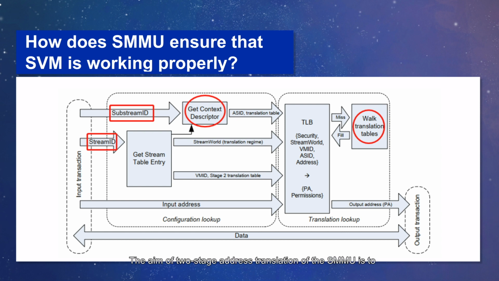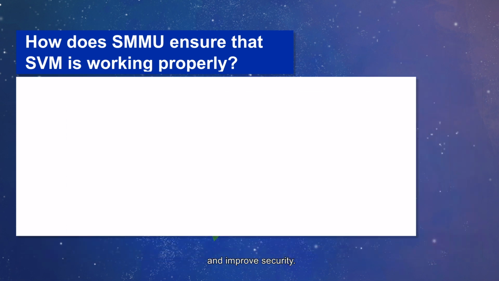The aim of a two-stage address translation of the SMMU is to support SVM in virtualization scenarios. SVM allows each process on a VM to independently access a pass-through device that is directly associated to the VM and initiate DMA requests to the device in the process's own address space, which can reduce application programming complexity and improve security. In virtualization, a guest OS can use hardware that is not specifically made for virtualization.